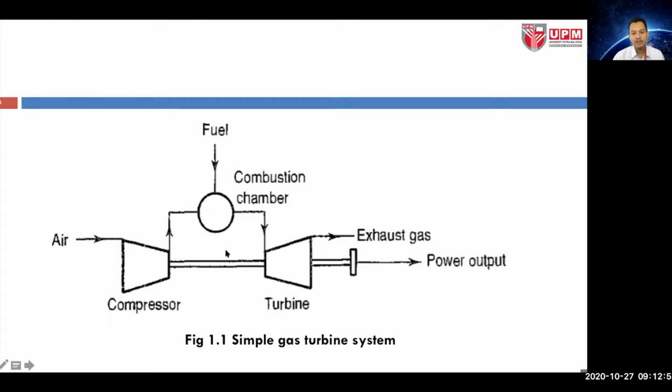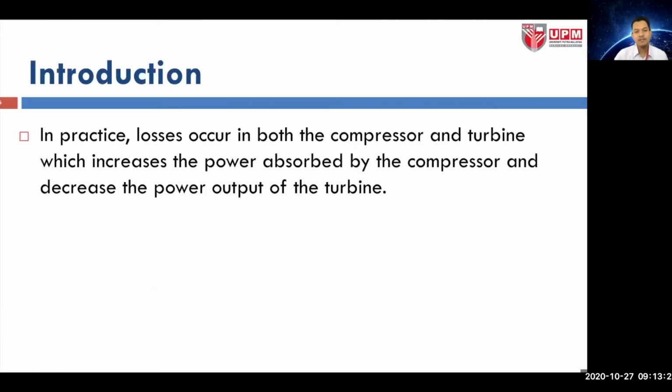As you can see, the symbol for compressor and turbine is the other way around, where it is flipped, where turbine has a smaller inlet and a larger outlet. Okay, the air is being expanded in the turbine that can produce power output. So this particular simple gas turbine system is shown in this figure 1.1. In practice, losses occur in both the compressor as well as the turbine, which increases the power absorbed by the compressor and decreases the power output of the turbine.